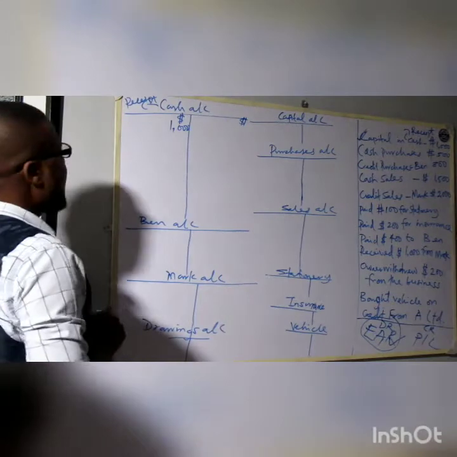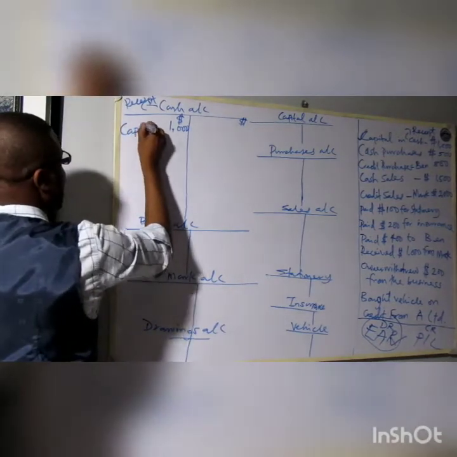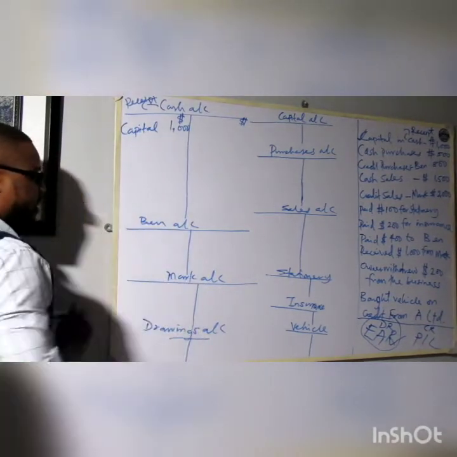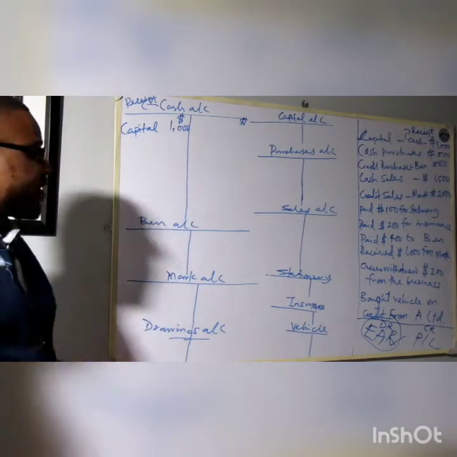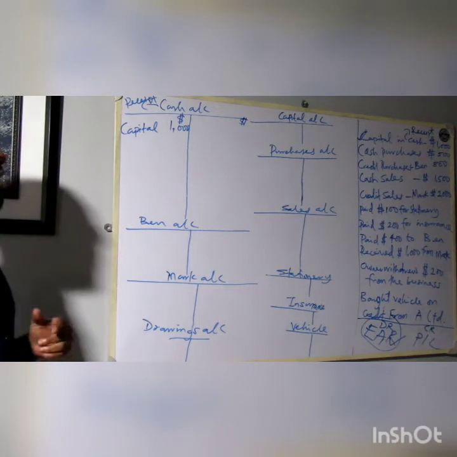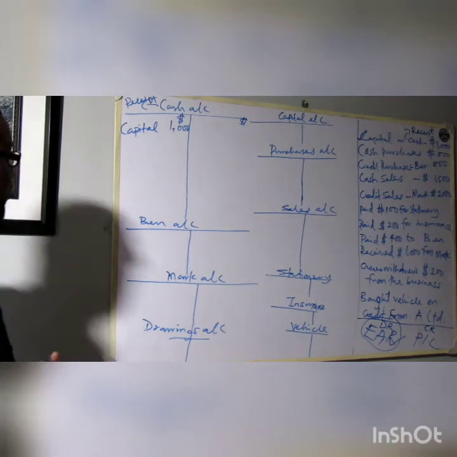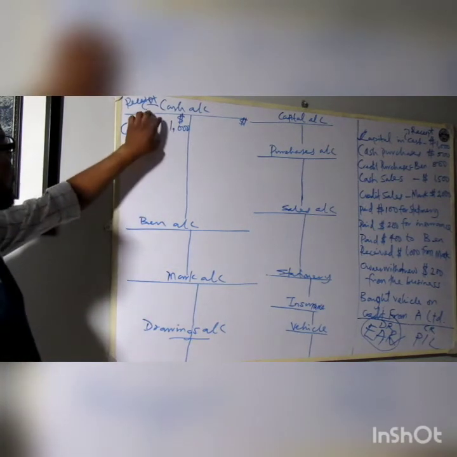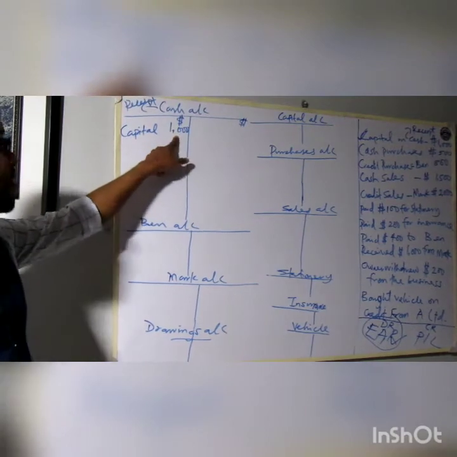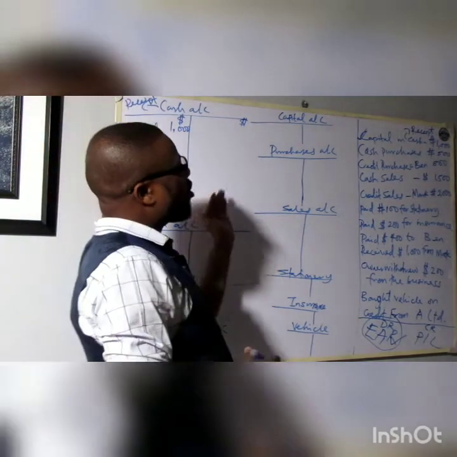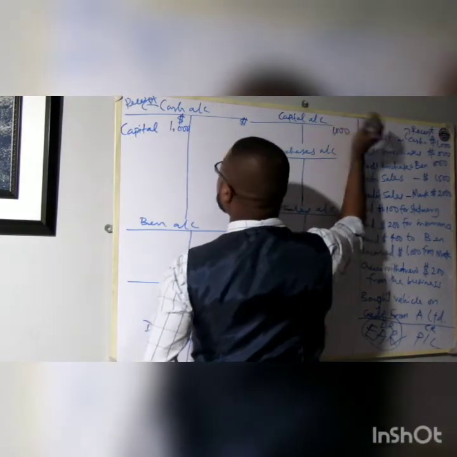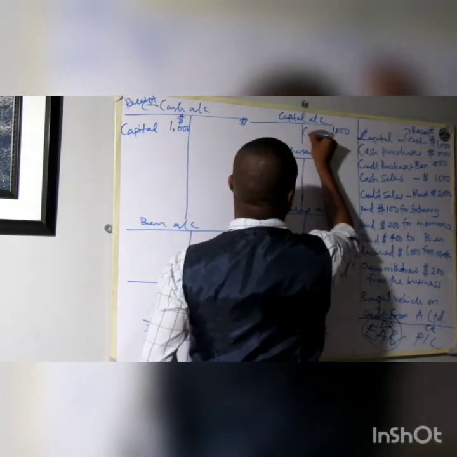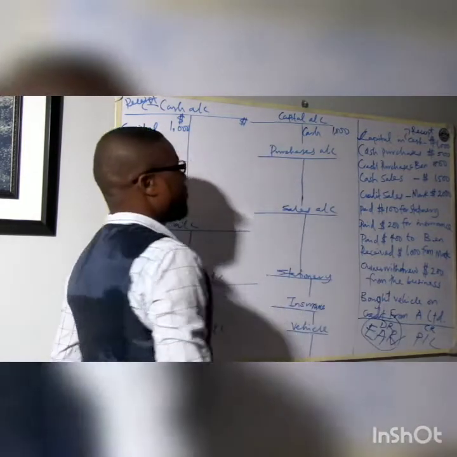Okay? And that is coming from where? Say capital account or equity. Same thing. Now, the double entry principle always says that for every debit entry, there must be a corresponding credit entry and vice versa. So, in this case, we already have a debit entry, 1,000. We have to have a corresponding credit entry, which will show in the capital account. 1,000, that's coming from where? Coming from cash. Very simple.